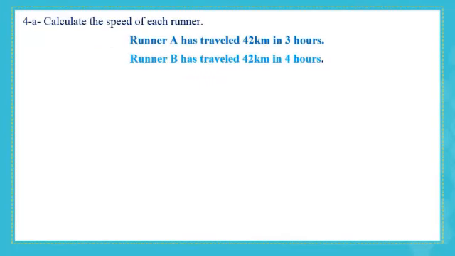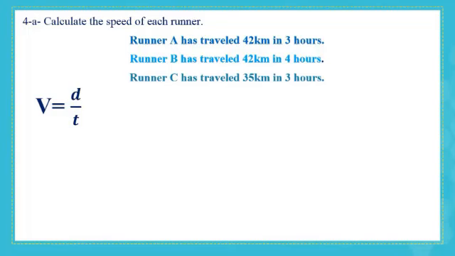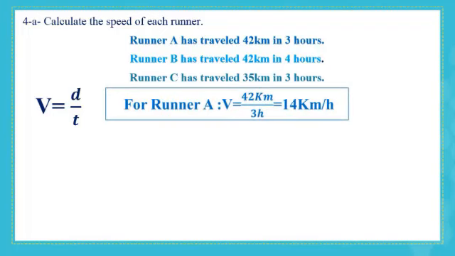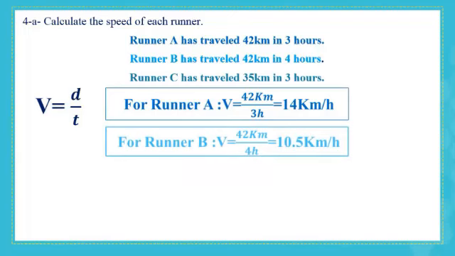Now pause the video, solve number 4, then continue watching to check your answer. To calculate the speed of runner A, we have to use the formula. Speed is equal to distance over time. Distance traveled by runner A is 42 kilometers. Time taken by runner A is 3 hours. 42 kilometers divided by 3 hours is equal to 14 kilometers per hour. So the speed of runner A is equal to 14 kilometers per hour.